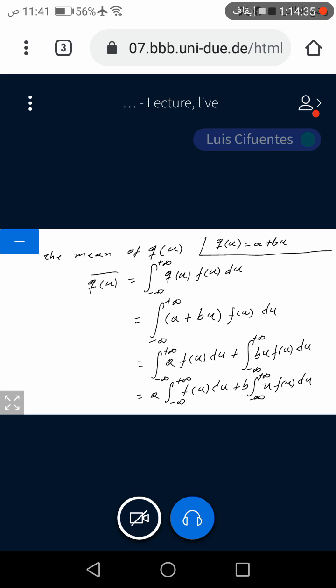In the end, we will end up with the solution A plus B times the mean value of U. This is our solution. Just please take a screenshot.